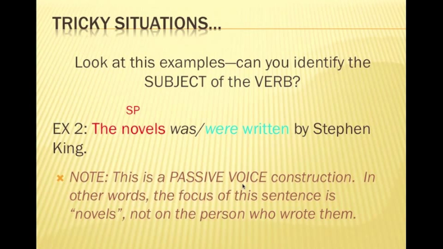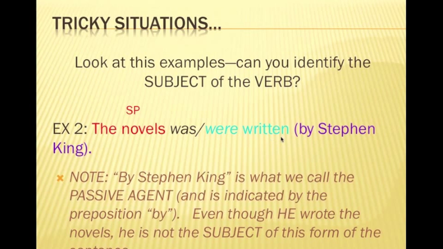So in this case, the focus of the sentence is the word novels, but it's not the actual person who wrote them. And part of the idea of the passive voice is, in this case, we want to focus more on the novels, not on the person who wrote them. So, for example, you do notice that there's a prepositional phrase at the end of the sentence, by Stephen King. Well, by Stephen King is what we would call the passive agent. And it's indicated, of course, here by the preposition by. Now, sometimes we don't even have the passive agent in a sentence, but in this case we do. So even though he wrote the novels, he is not the subject of this particular form of the sentence.